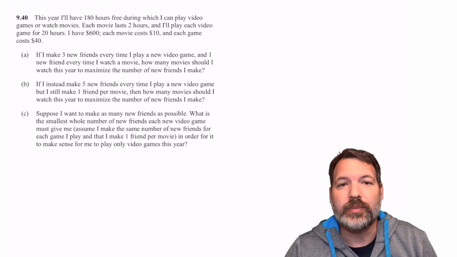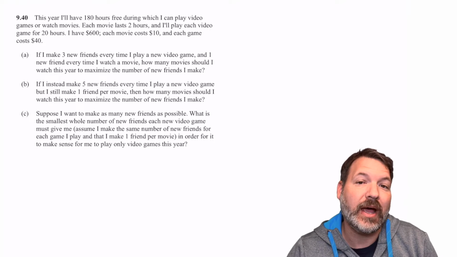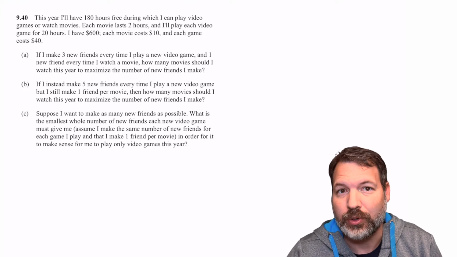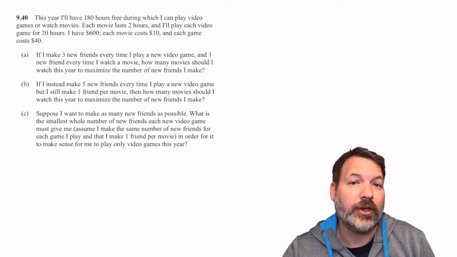This is a problem from the Art of Problem Solving's Introduction to Algebra textbook. It's problem 9.40, so if you have access to the book, you can look that up. But I've also got it displayed on the screen over here. Let's go ahead and get into it.